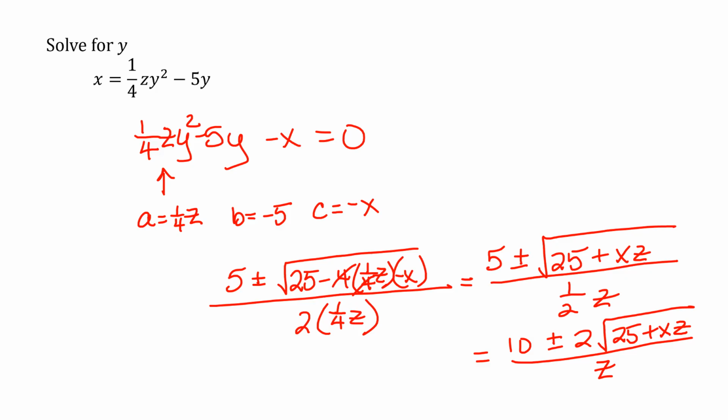Don't think about trying to get that 25 out from under the radical because it can't come out because it's not a factor. Only factors can escape the radical. So don't even think about that. That's the best you can do to simplify that.